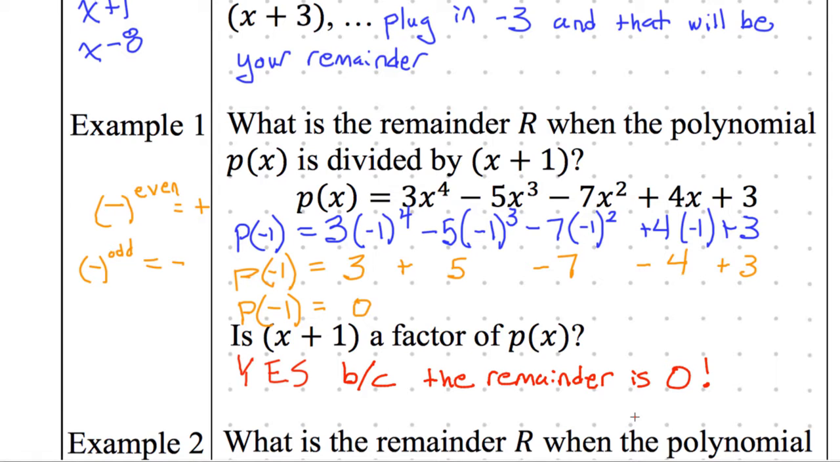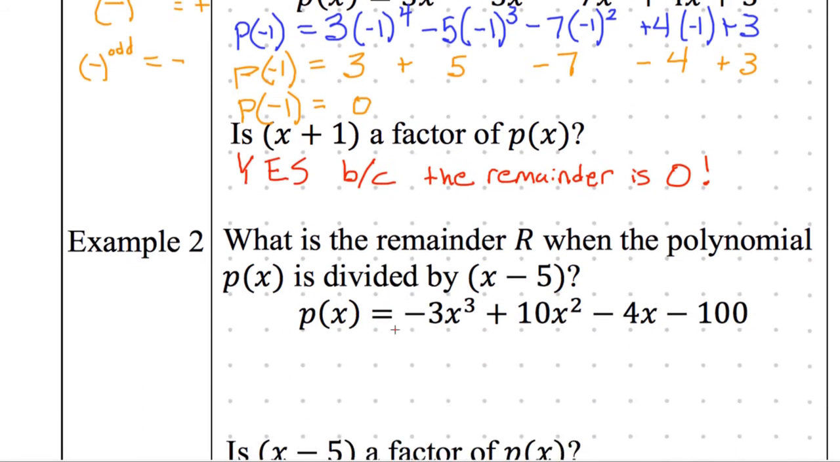All you do is plug it in and see what happens. If I get something that's not 0, let's say, for example, I got 123, then what would the answer be? Is it a factor? No, it has to be 0. A 0 means it's a factor. If I have a 0 for the remainder, good, but if it's anything other than 0, even 0.001, it's not a remainder, or it's not a factor.